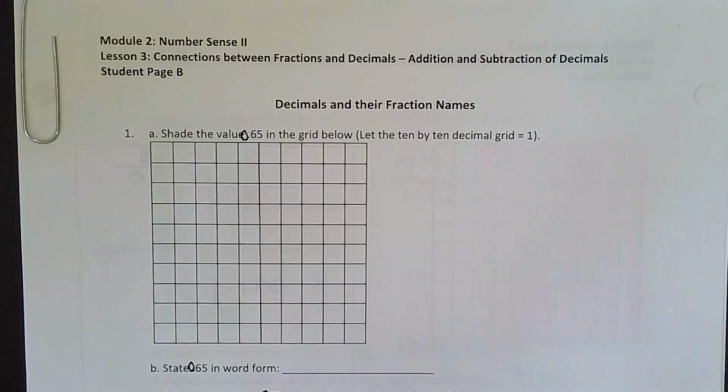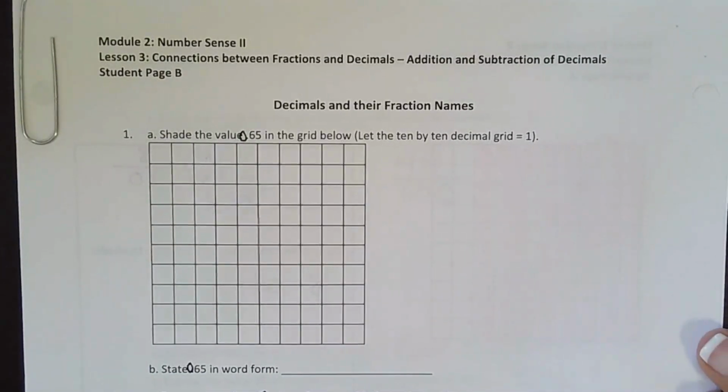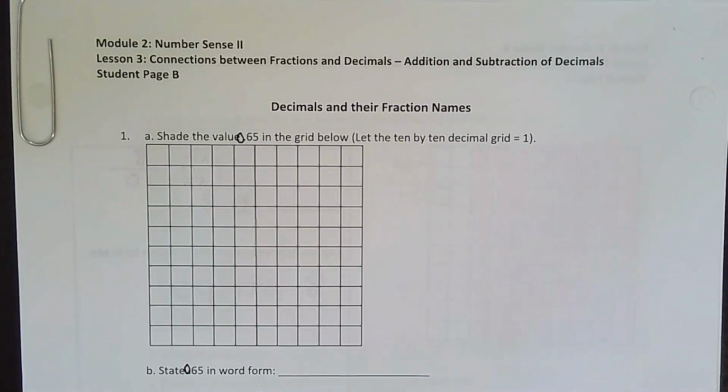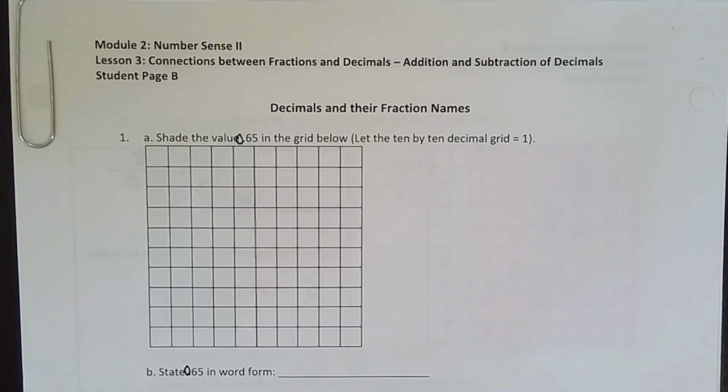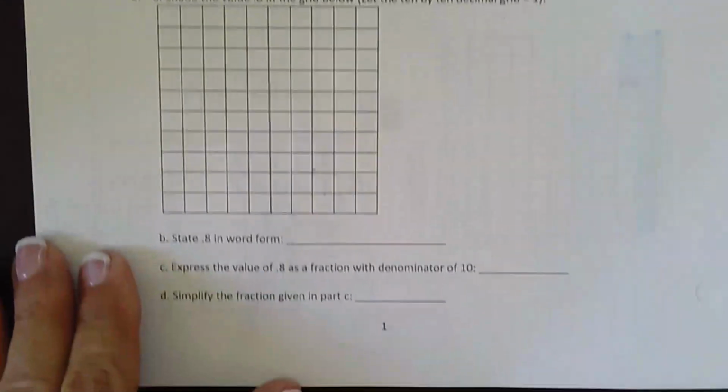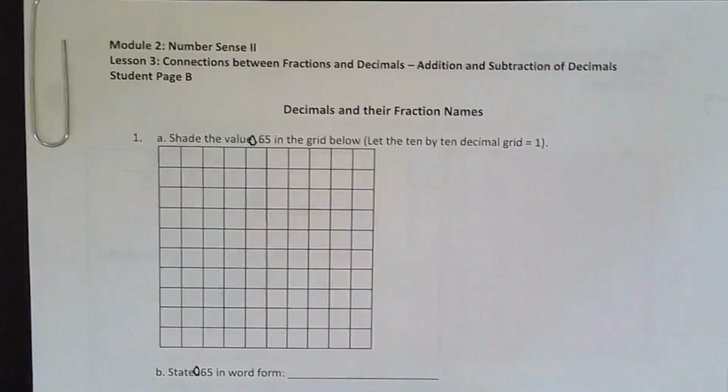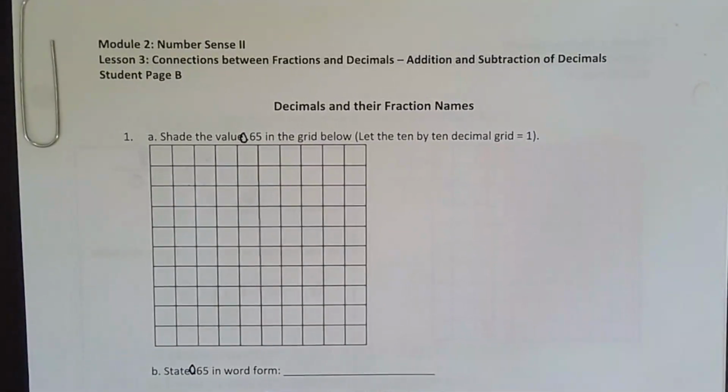Okay, guess what? I found out I made a mistake on the last video. I skipped a page. So I thought this would be a great way to start the new video by reviewing a couple problems from the last video. If you go to Module 2, Lesson 3, Student Page B, Page 1, I skipped right over it. Skipped to Page 2. So we'll start with this and then go back to Student Page C where this video actually begins.